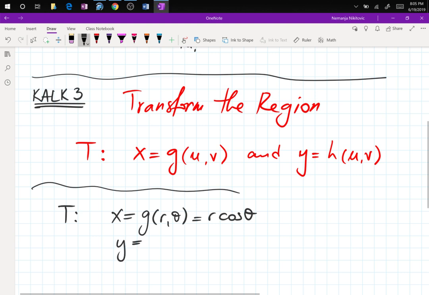The transformation is given as x equals g of r, theta, which is r cosine theta, and y is h of r, theta, which is the conversion of y into r sine theta. Guys, this is just your basic formulas that are converting polar into rectangular coordinates.